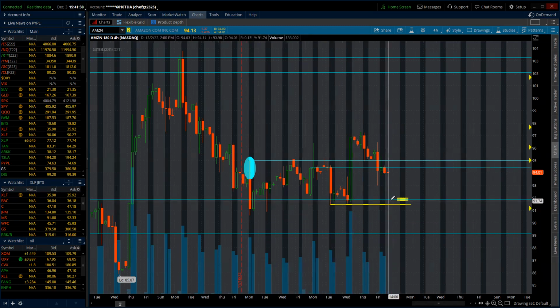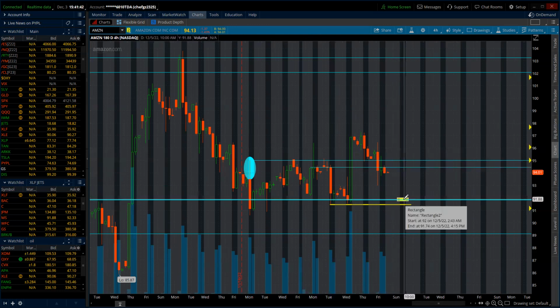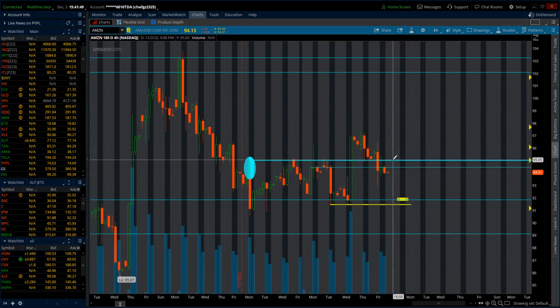In the past, that level always bounced. So can it do the same here on Monday? If Monday it decides to drop back down, can it decide to do that? That's how simple you can keep a trade. It's the same on this side.